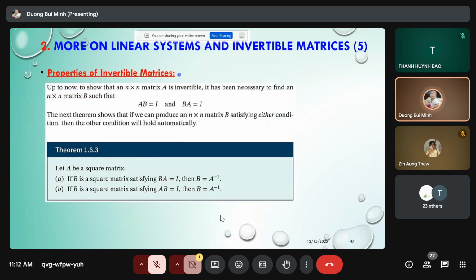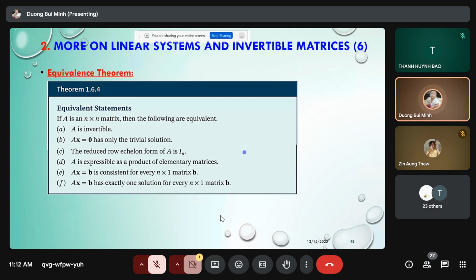Then the properties of invertible matrices. A times B is I and B times A is I. So if A is a square matrix and B is a square matrix satisfying B times A is I, then B is the inverse of A. And A times B is I, so B also is the inverse of A.